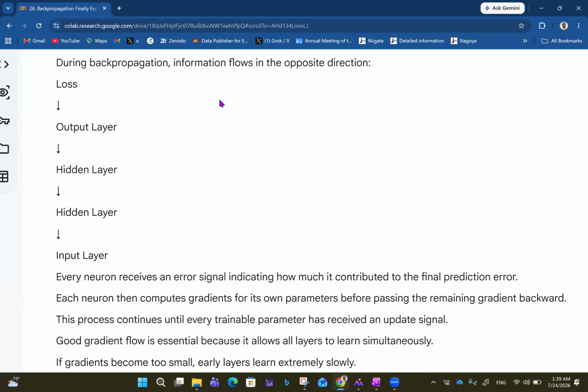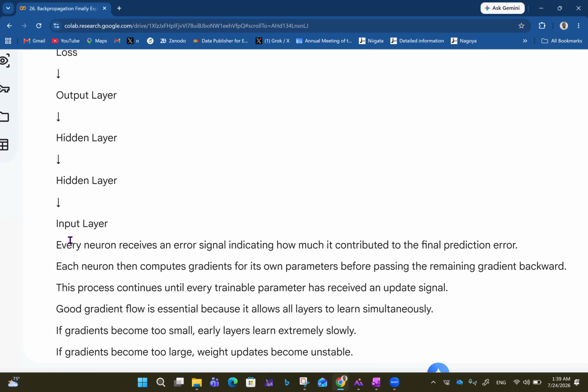During backpropagation, information flows in the opposite direction. After you get a prediction, the loss is computed. That is passed to the output layer, then to the hidden layers, and back to the input layer, where gradients are computed, and better weights and parameters are then obtained for the next iteration, and it goes forward. So you have forward, backward, and it keeps going until you get your desired result.